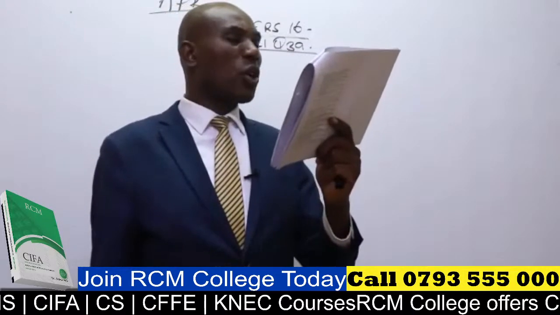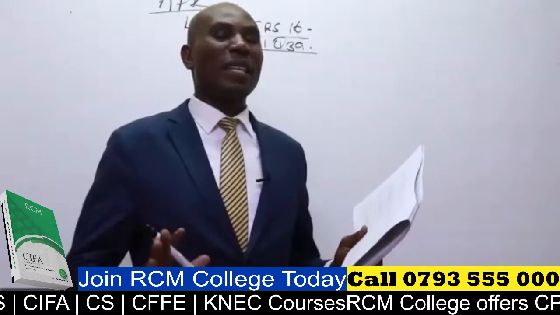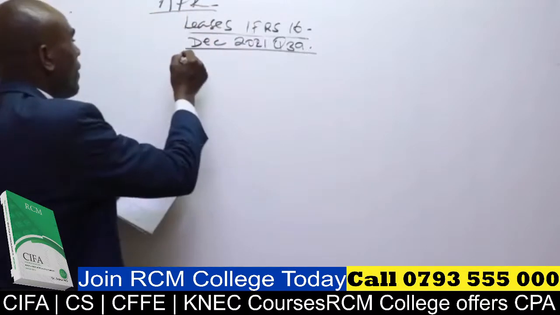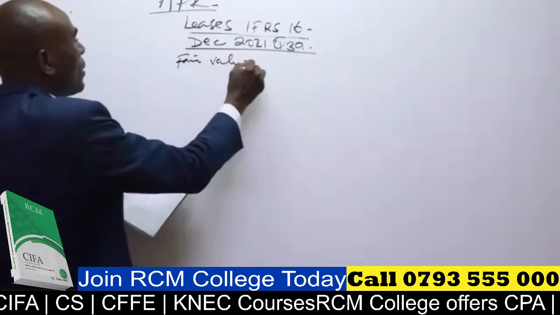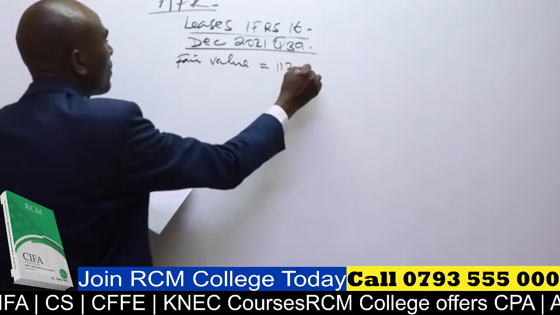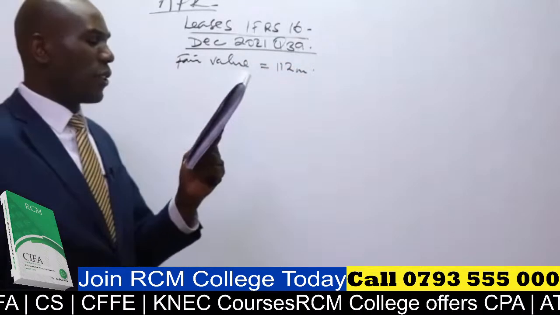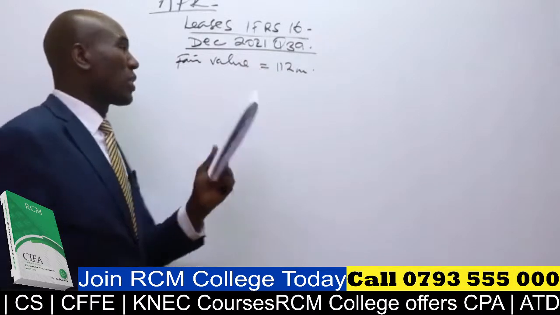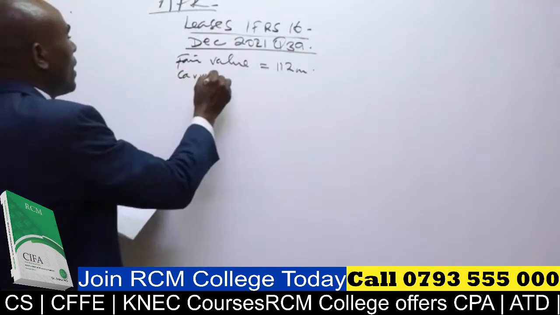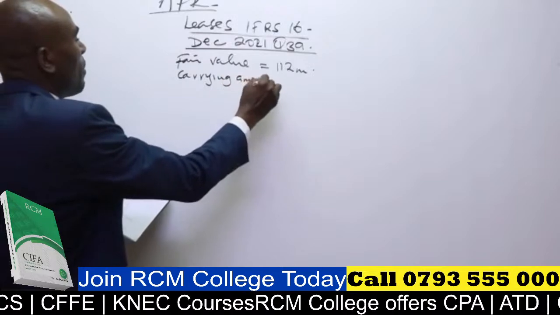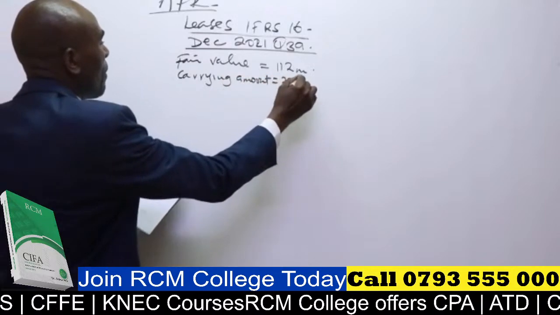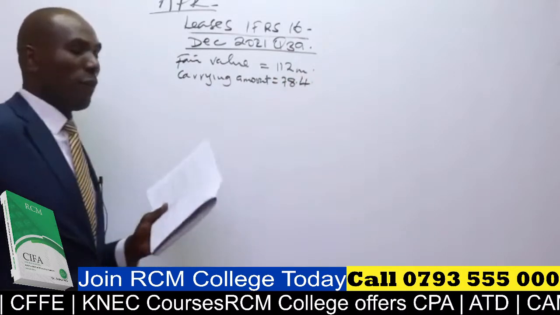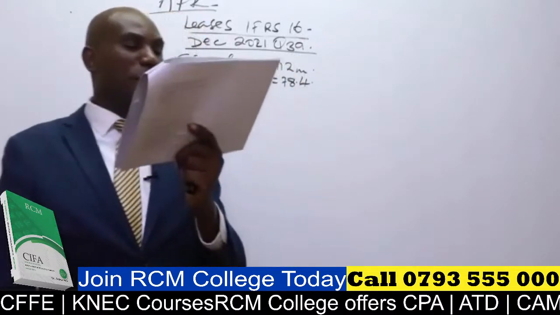Harry Limited sold a building. Therefore, Harry Limited is the owner of the building and it sold the building at a fair value. The fair value of the building equals 112 million on that 1st October 2020, when its carrying amount was 78.4. The carrying amount was 78.4.